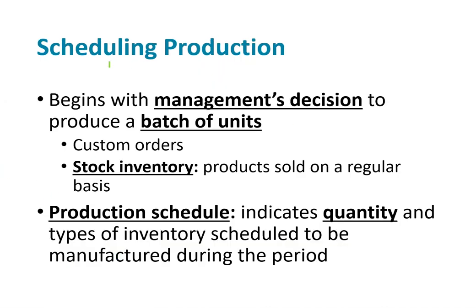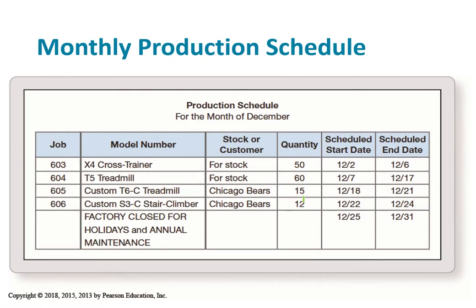Now, everything will start with what's called scheduling production. So the manager is going to make a decision on the different batches, and the batches can either be custom orders where perhaps somebody has called up and they want you to make, let's say, 1,000 pairs of Levi's or 100 guitars or whatever it is, or you have what's called stock inventory, which is different products that you sell on a regular basis, so you want to keep a certain amount of stock in there. So production schedules will indicate the quantity and the type of inventory that you're going to be manufacturing.